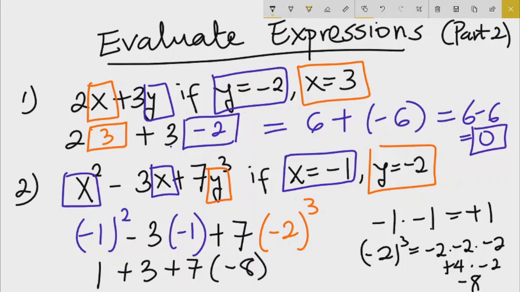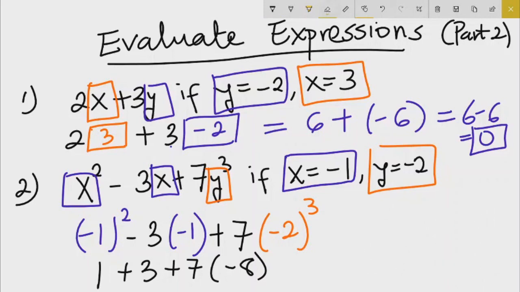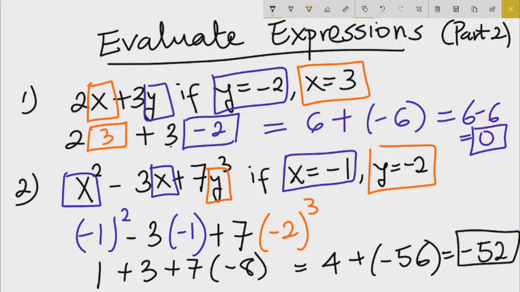Okay. So now we are almost done. What we have left is just to simplify further. So 1 plus 3 is going to be equal to 4. Then plus 7 multiplied by -8 is going to be -56. So this will be -56 plus 4. So that will give us -52. And that is the answer for this.